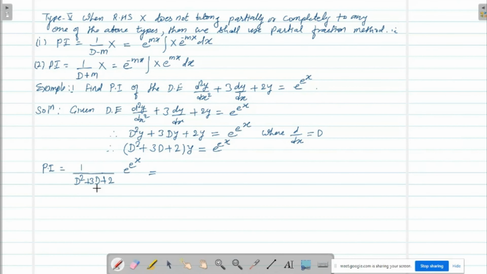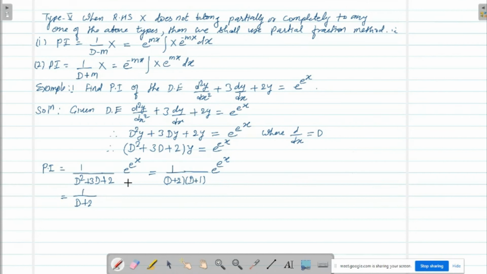So we must factorize this. What is the factor of this? d square plus 3d plus 2. So we will have d plus 1 and d plus 2 as factors. So this is 1 upon d plus 2, and 1 upon d plus 1, into e raised to x. Okay, so just use the above formula. Now this equals, I am keeping the first one aside, d plus 2. Now we will use this technique. This is a plus sign, so we will use the second one.